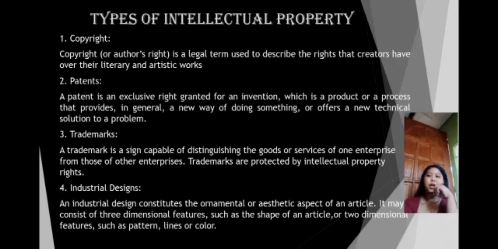Third is trademark. It is a sign capable of distinguishing the goods or services of one enterprise from those of other enterprises. Trademarks are protected by intellectual property rights. Fourth is industrial design. An industrial design constitutes the ornamental or aesthetic aspect of an article. It may consist of three-dimensional features, such as the shape of an article, or two-dimensional features, such as the pattern, lines, and color.